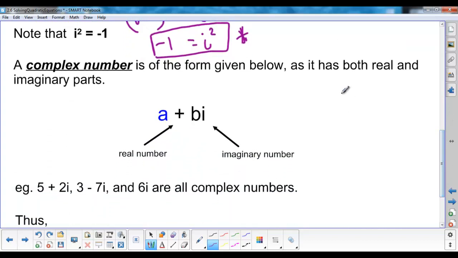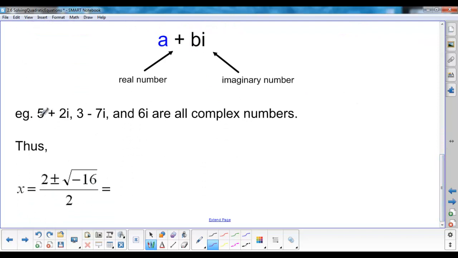A complex number has both real and imaginary parts. So a plus bi. So a is the real part and bi is the imaginary part. So for example, 5 plus 2i is a complex number. 3 minus 7i is a complex number. 6i is a complex number.